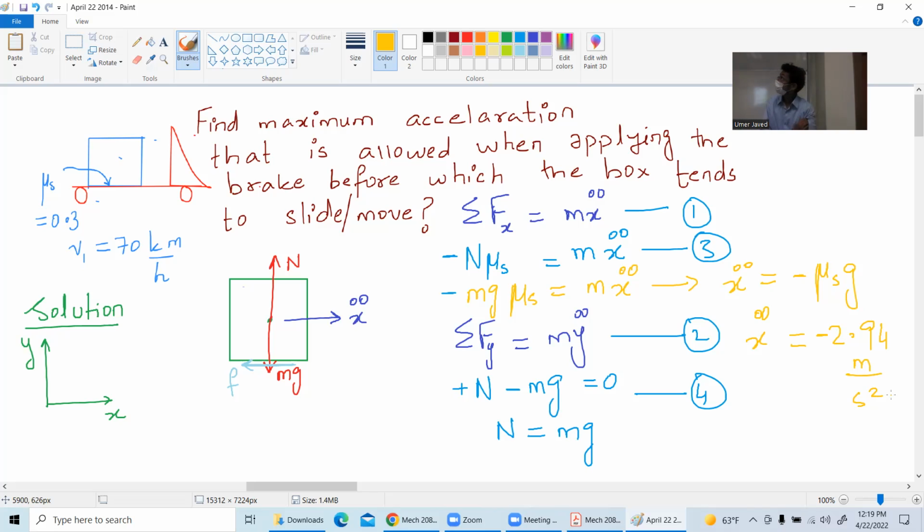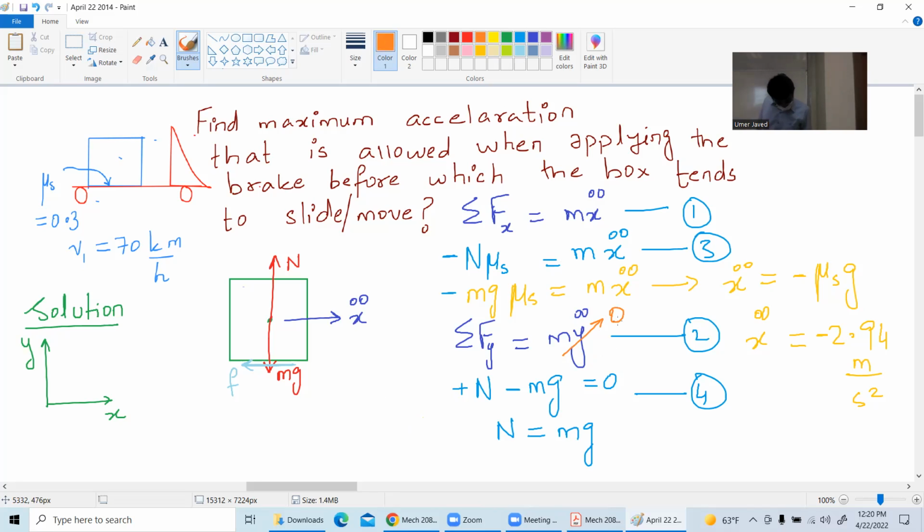What does y double dot mean? Acceleration in the y direction. But the box is not moving in the y direction. That's why I put a 0. Did I? I did not? Yes, I think he's right, because I should have. Look, 0. Okay.